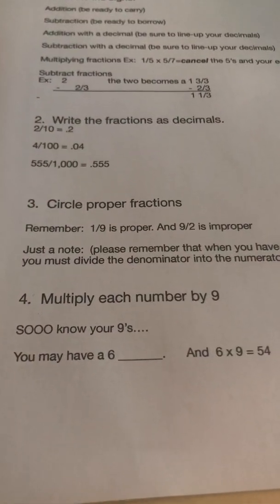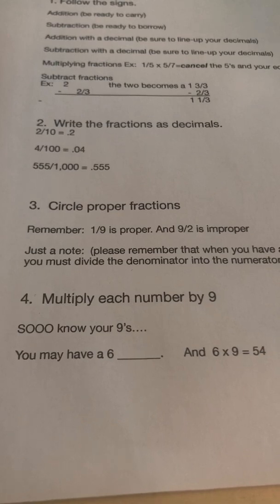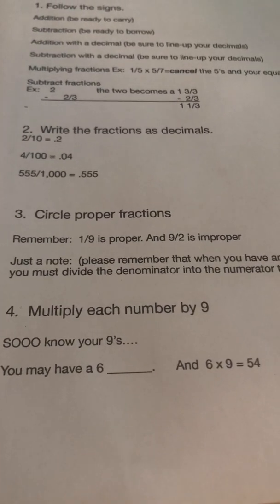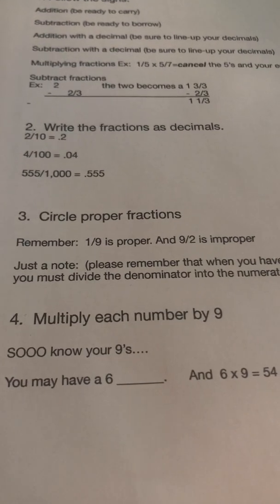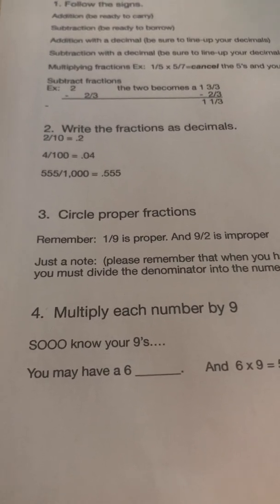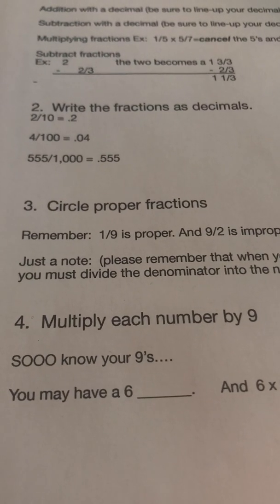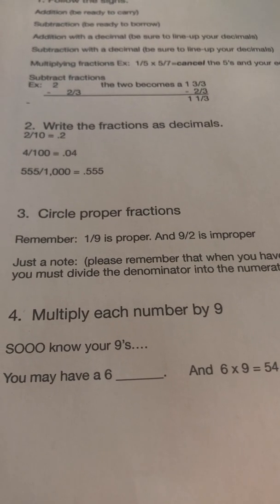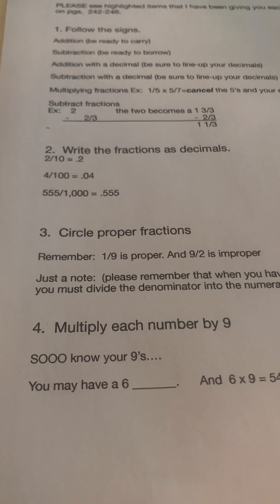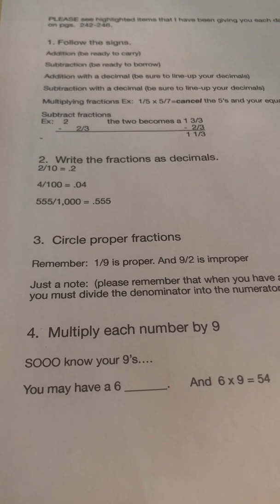Circle proper fractions. Sometimes, guys, you do the direct opposite. Sometimes you circle all the improper fractions. So make sure you do as it asks you to do on the directions, please. Remember, 1/9 is proper and 9/9ths is improper. Okay? If the number is bigger on top, it's improper. If the number is smaller on top, it's proper.